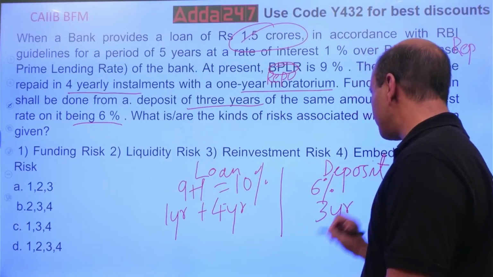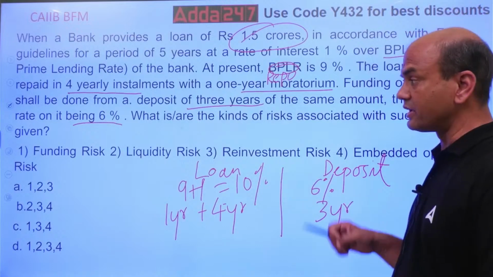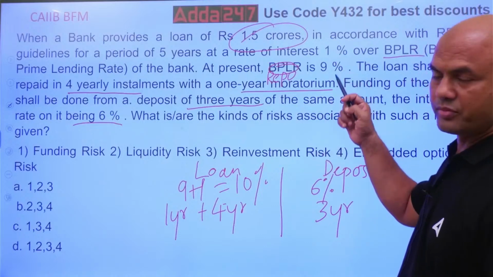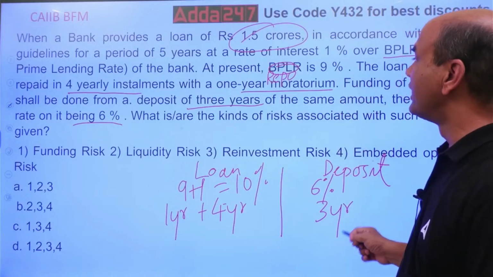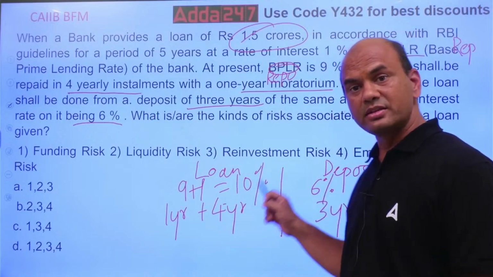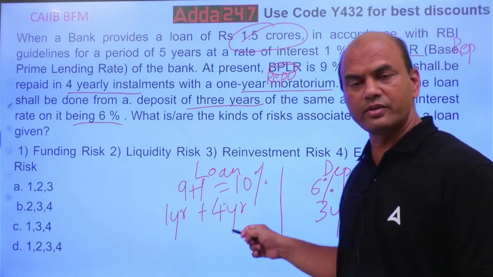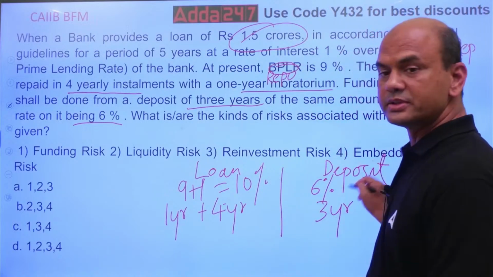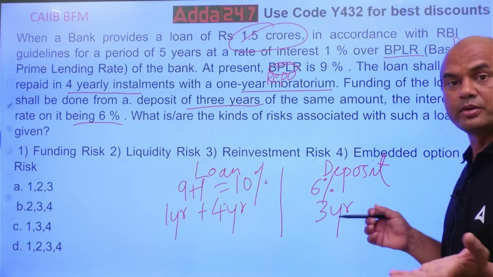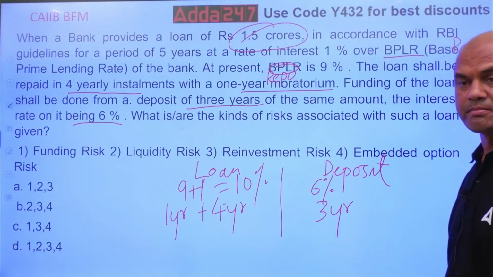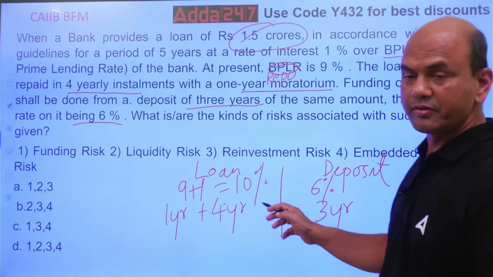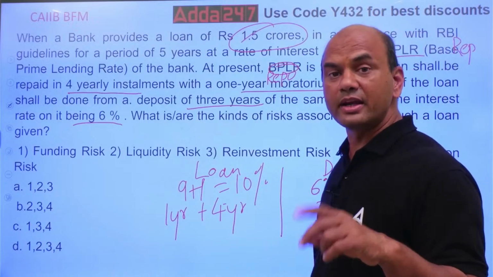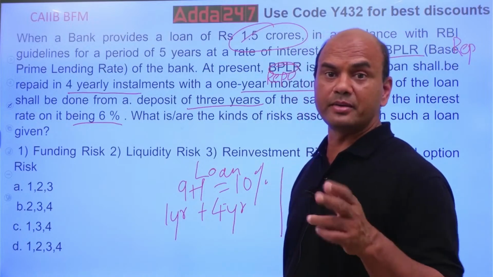Now you are facing a problem. Deposit is of 3 years. What will happen? Imagine you take the deposit of 1.5 crores and then you give a loan of 5 years. Here you are taking it for 3 years. Here you are giving it for 5 years. What will happen? At the end of the maturity of 3 years, this depositor will come to you asking for the money. Give me back my money. And this money you have already given as a loan. So as per the RBI, you have to maintain that ALM, asset liability management, bucket.